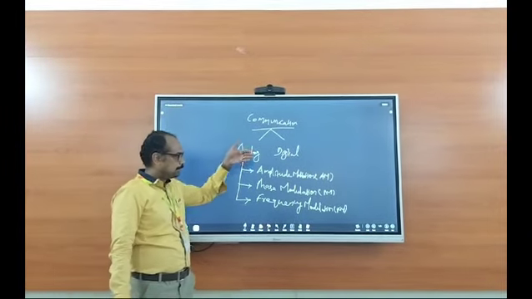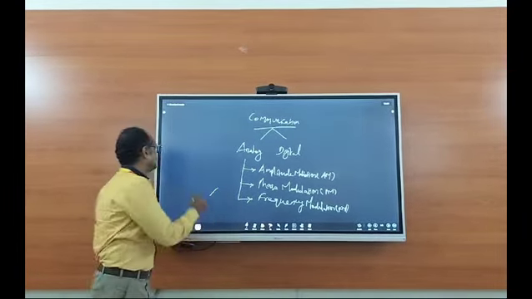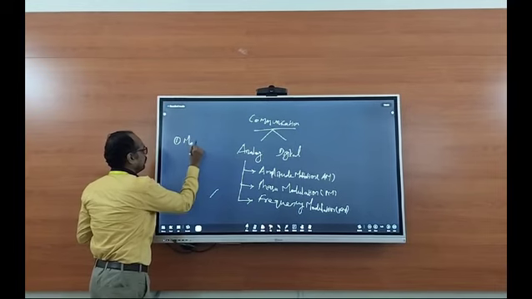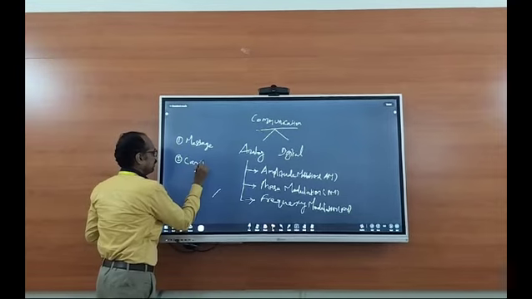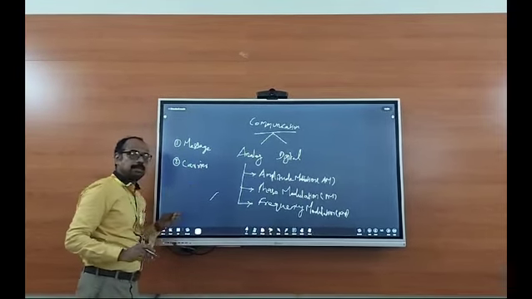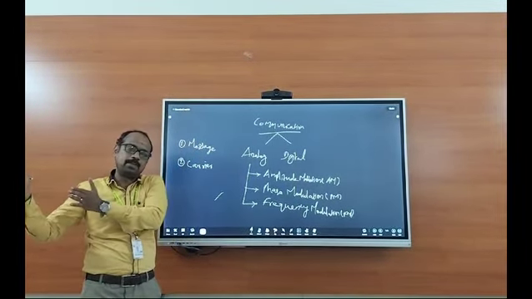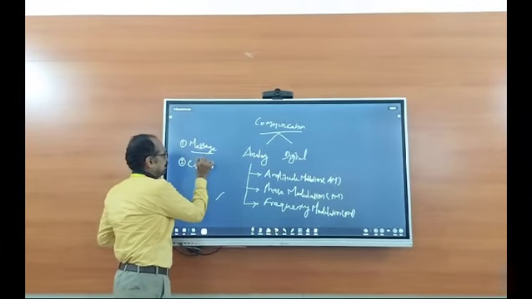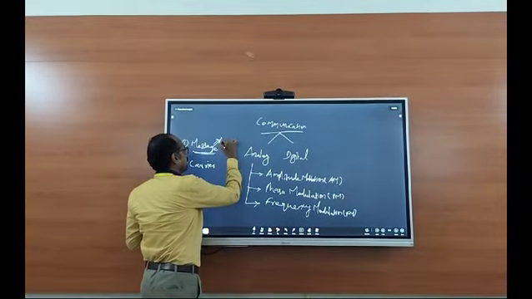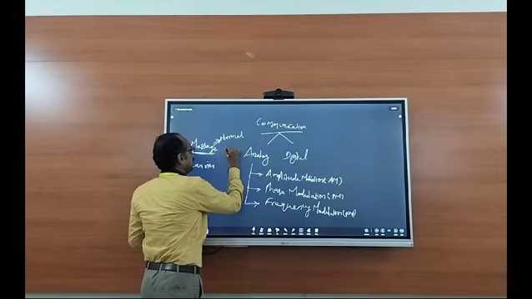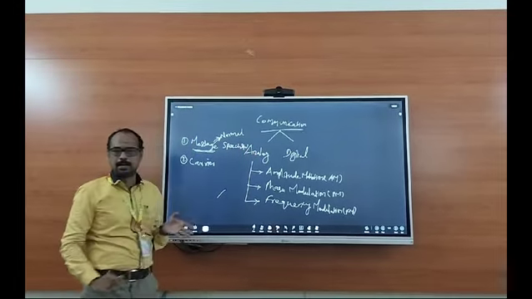Before going to these modulation classifications, you must know about the two basic ingredients. One is a message signal, and another one is a carrier signal. These two essential ingredients are used for any transmission of information from one place to another. The message signal is our normal speech signal. You must always keep in mind that the speech signal is always an analog signal.